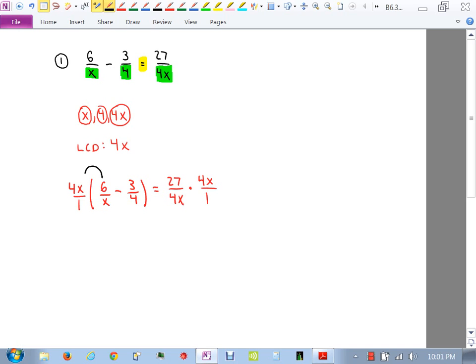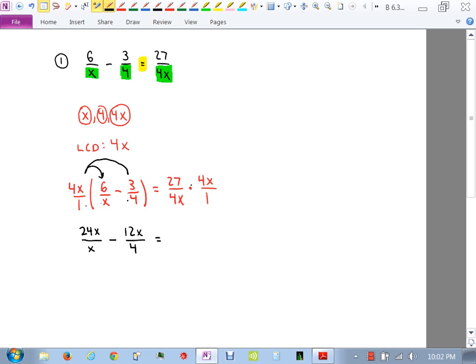Now, here's what will happen. When I distribute this through here, the 4x times 6 gives me a 24x. Over on the bottom of 1 times x gives me x. Then when I distribute this way, I get a minus 4x times 3 gives me 12x. And on the bottom, 1 times 4 gives me 4.